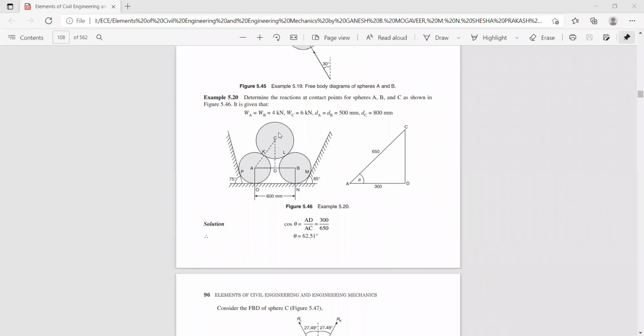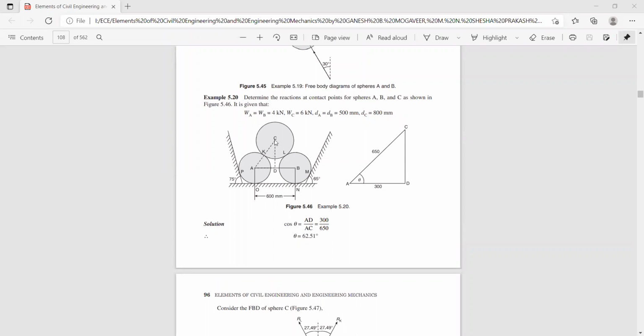Last class we were discussing this problem. We have three spheres here. Sphere A and sphere B have a weight of 4 kilonewton, and sphere C has a weight of 6 kilonewton, and the corresponding diameters DA, DB and DC are given. And this is the figure.